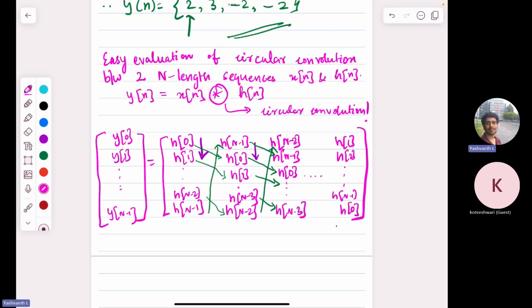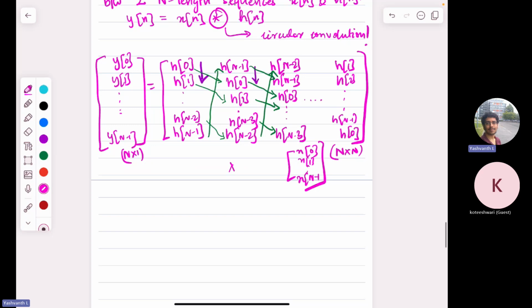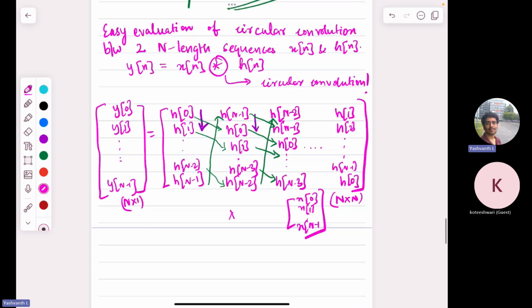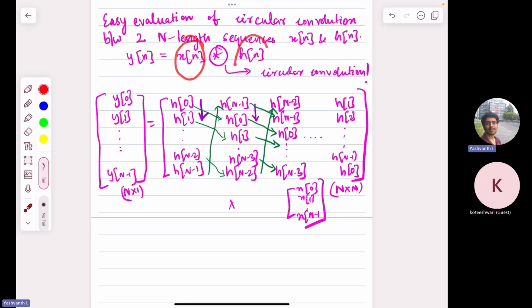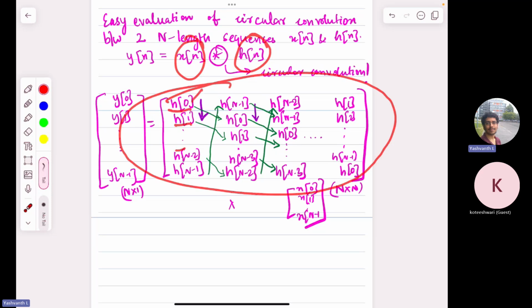So this is basically an n by n matrix, times an n by 1 vector, that is x of 0, x of 1, and so on till x of n minus 1. Basically all that you need to do is, you are given two n-length sequences x of n and h of n. Find this matrix by substituting the values of h of n, and then just multiply this matrix and the vector.